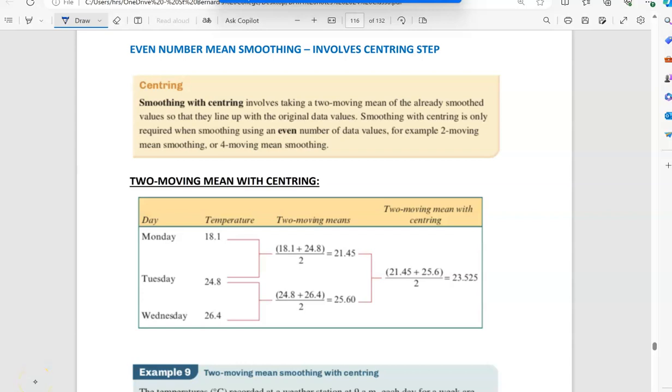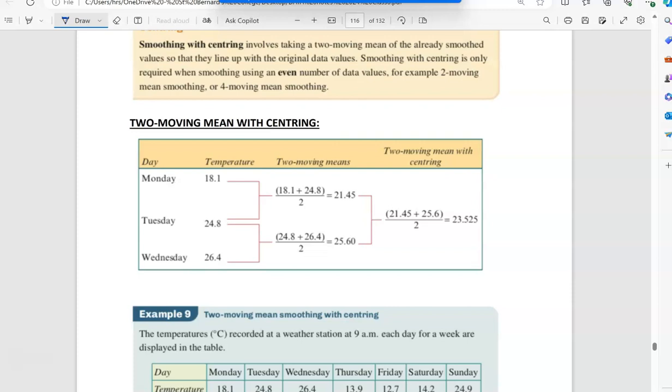Okay, so now we're moving on to even number smoothing. Even number mean smoothing always has two steps, two processes, and the second step is what we call the centering. So it's with all even numbers. They could ask you 2, 4, 6, 8, and so on. Hopefully they don't go too far more than that, because it would take forever.